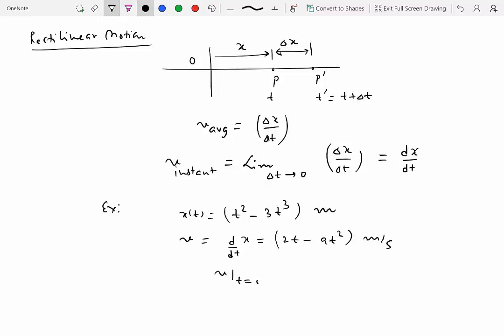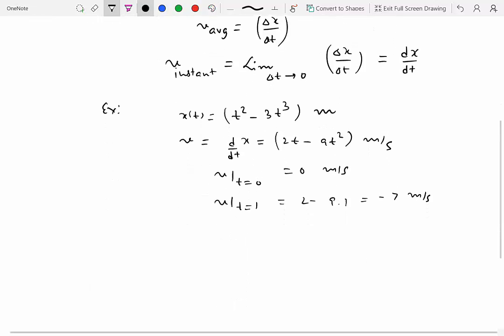So velocity at time t equal to 0 clearly would be 0 meters per second. So it's starting from rest. And then velocity at t equal to 1 would be 2 minus 9 times 1, so that is equal to minus 7 meters per second. So what is that telling you? It's telling you basically that the particle at time t equal to 1 second is actually moving in the negative x direction, right? So this is the positive x direction, and this is the negative x direction.